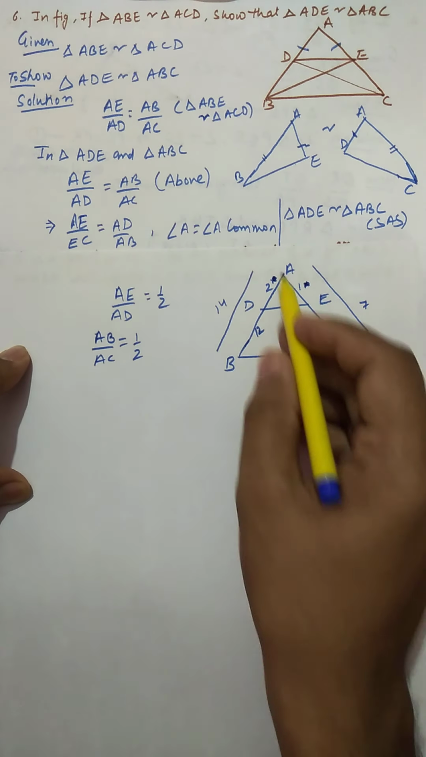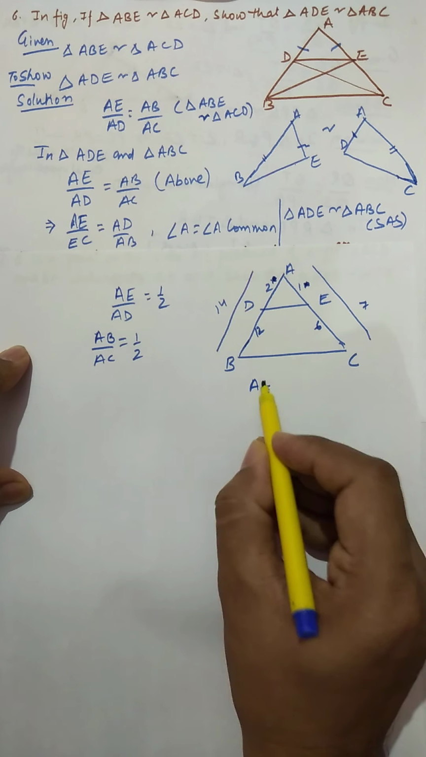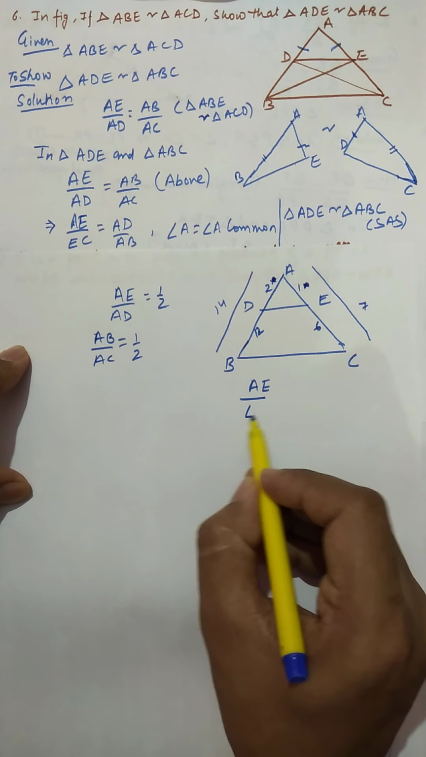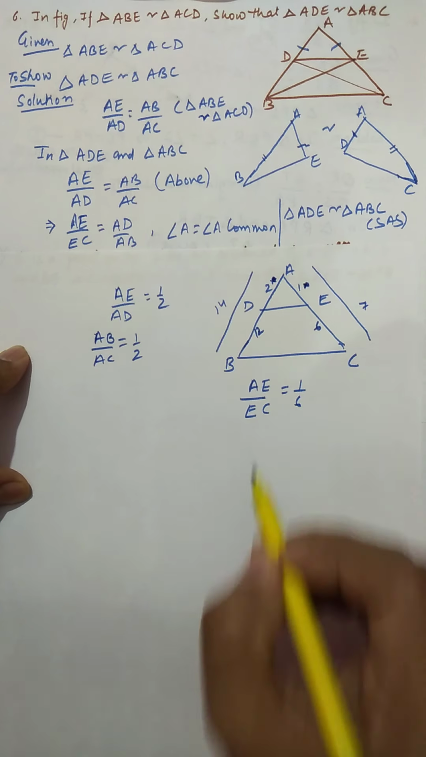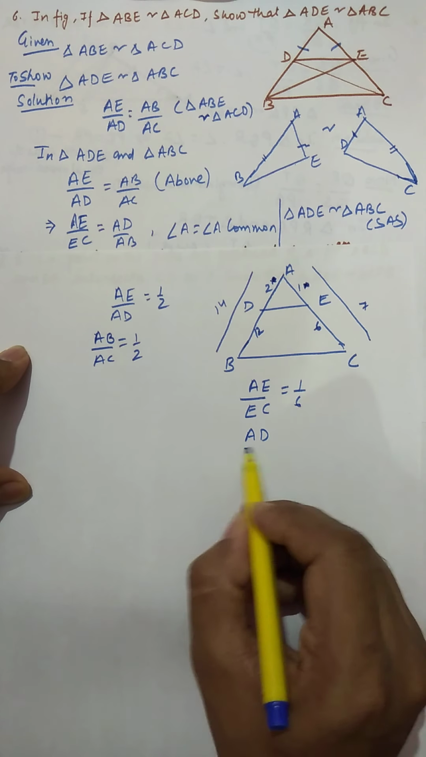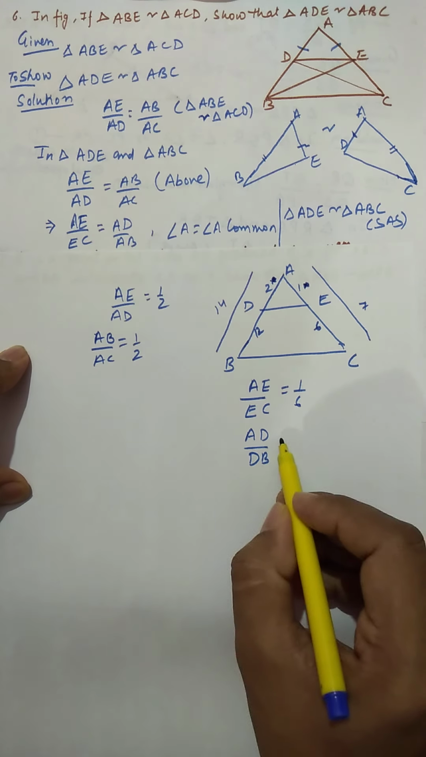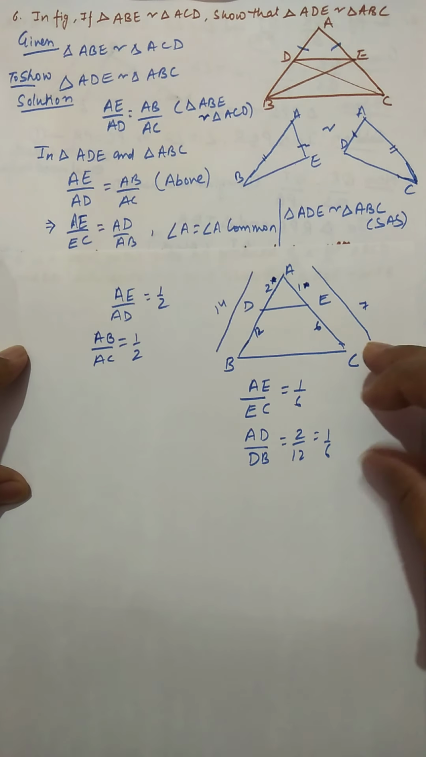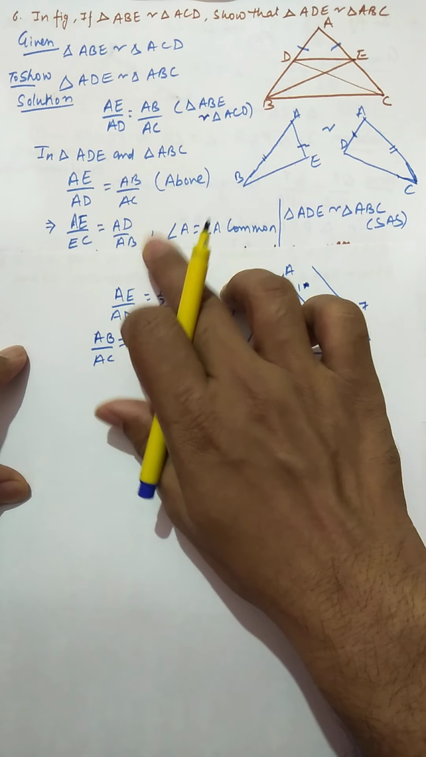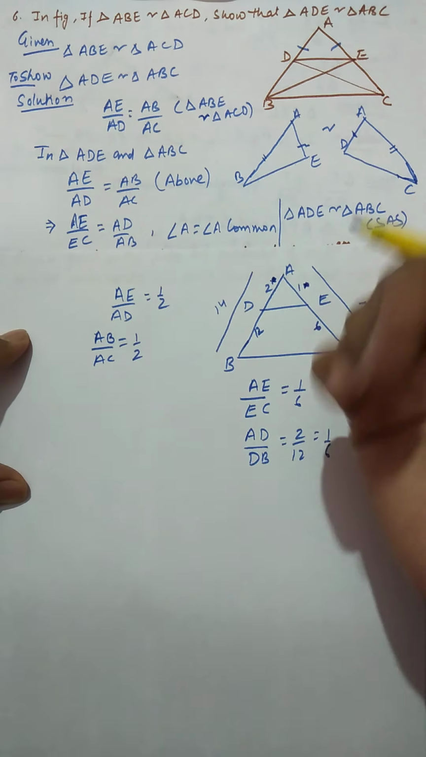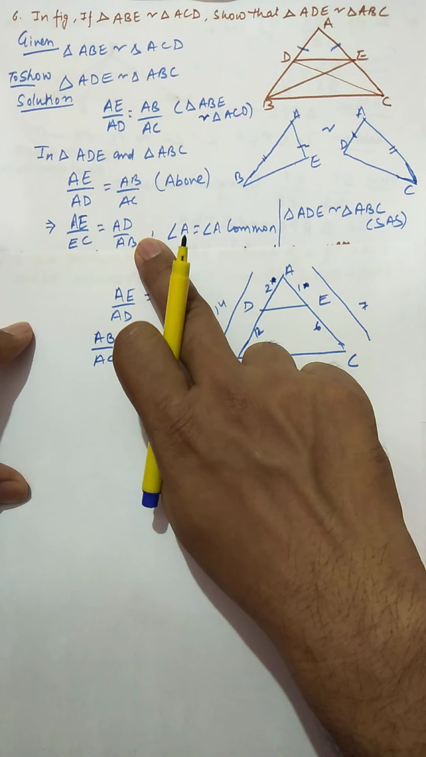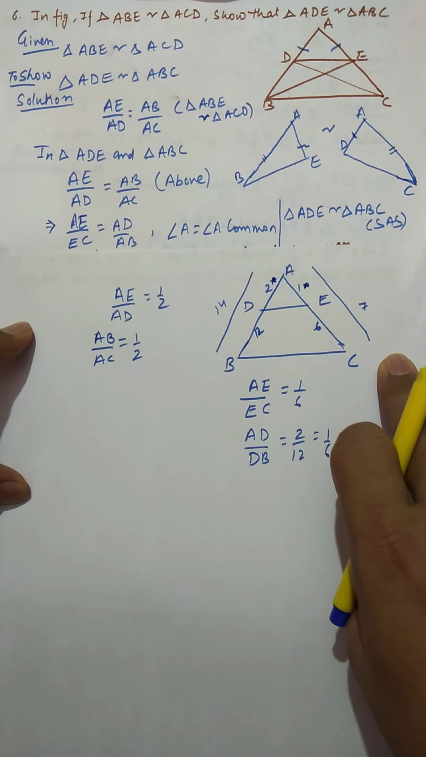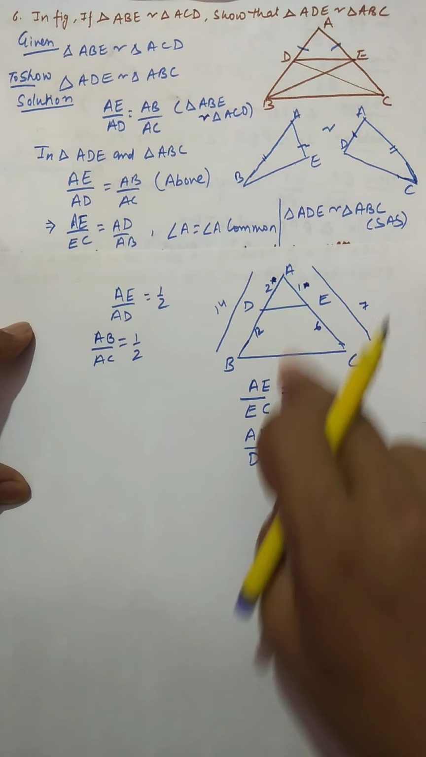So now from this information you can see that AE upon EC is going to be 1 by 6. Also AD upon DB is going to be 2 by 12, this is also going to be 1 by 6. So you can use this as a result, and you can mention this as a property of ratio, and I have explained to you how you can do this.